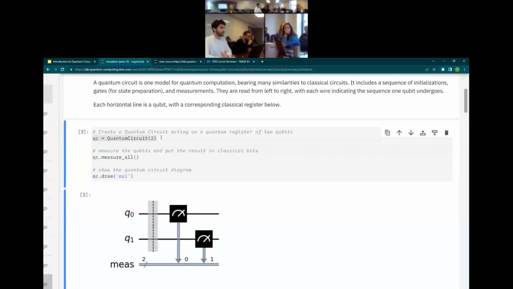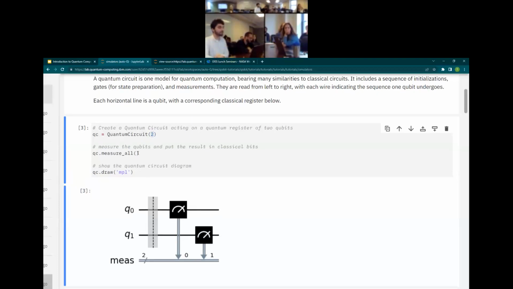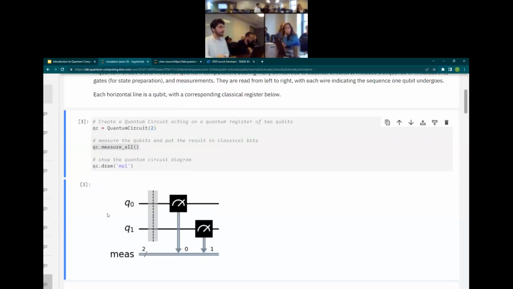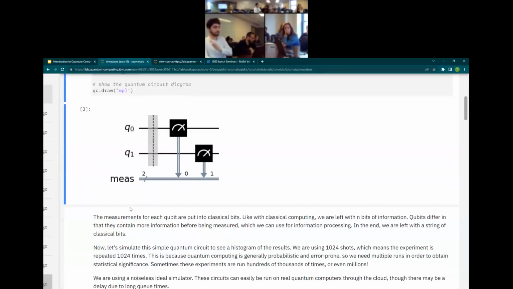The first step is establishing the quantum circuit, and we're going to ask for 2 qubits. We're going to measure all the qubits after initializing them, and then we're going to draw it. You can see here a very basic quantum circuit, which does not yet include any gates. So it only includes phases 1 and 3, which are initialization and measurement.